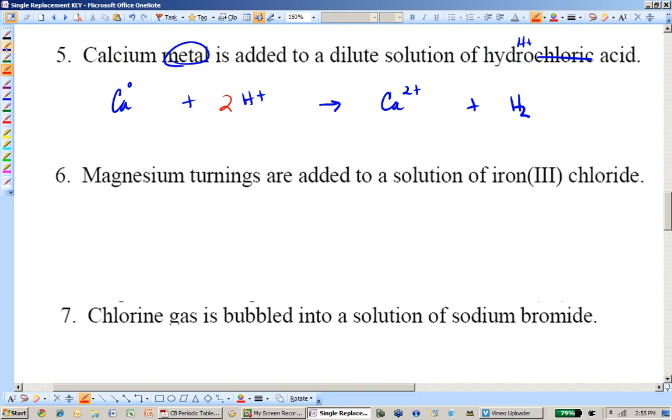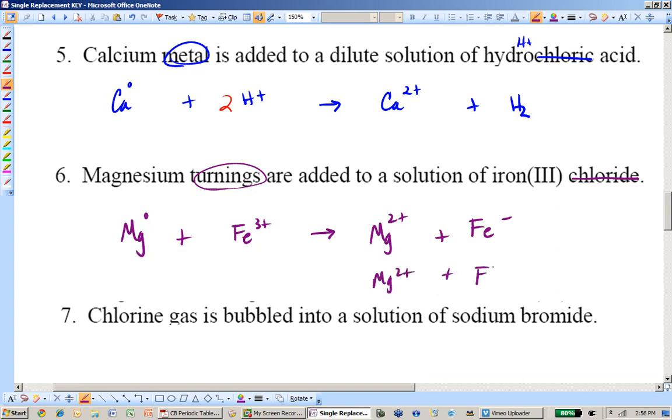Again with the magnesium turnings. Turnings being a word for solid, so just Mg, oxidation state of 0. Again, there's no silver, mercury, or lead present, so we're going to add this to iron 3. So somebody's oxidized and somebody's reduced, so the only thing that magnesium can do is make a 2+, but iron could do that.